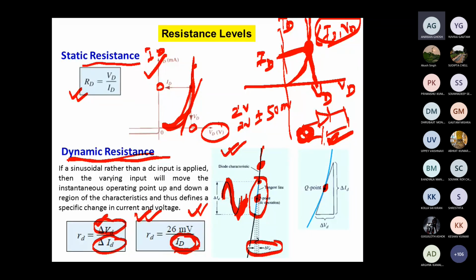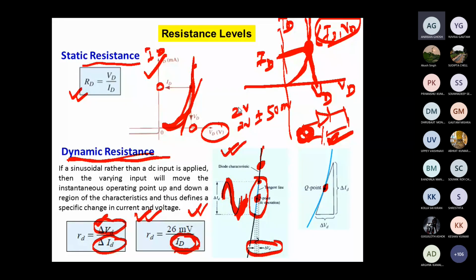Sir, what do M and B represent? Which one? RD equal to 26 mV, millivolt. Okay, sir. This is the millivolt.